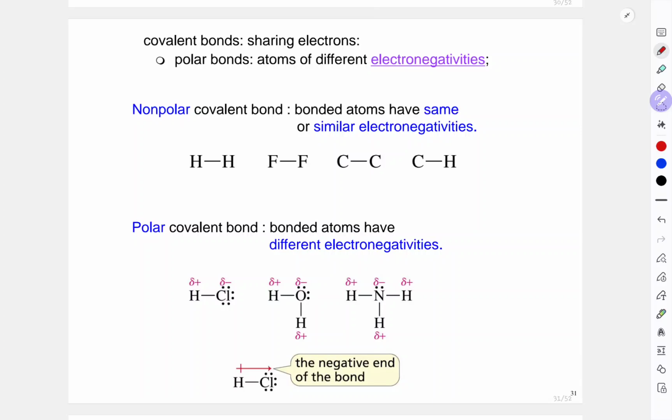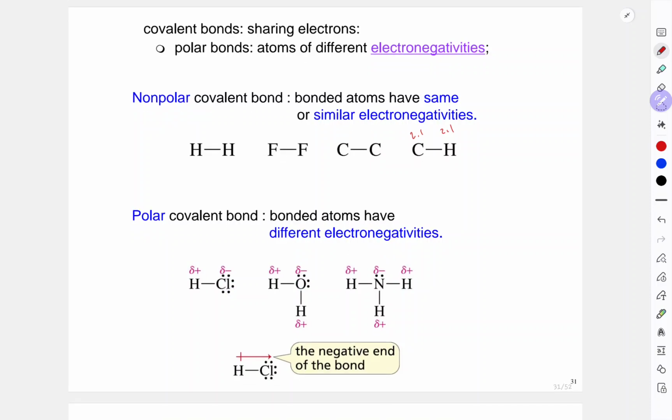The bond between atoms having different electronegativities has to be polar. Hydrogen chloride, water, ammonia are all typical examples having polar covalent bonds. And you can designate the partial charge of a given element here. The more electronegative atom pulls the electron from the element with the lower electronegativity, which means this chlorine moiety has higher electron density, and the hydrogen moiety has lower electron density. That's why it has delta plus, and the chlorine moiety has delta minus.